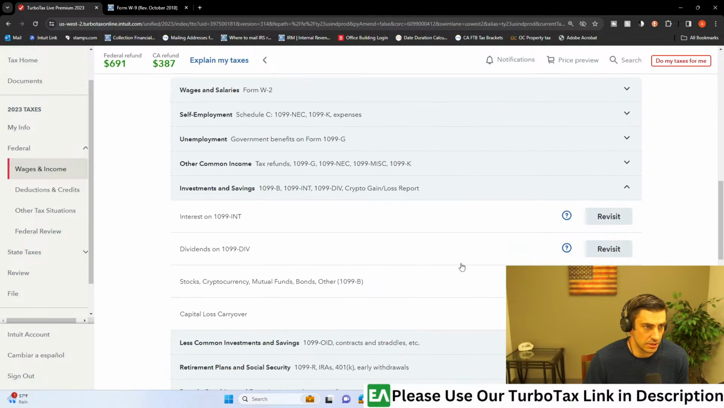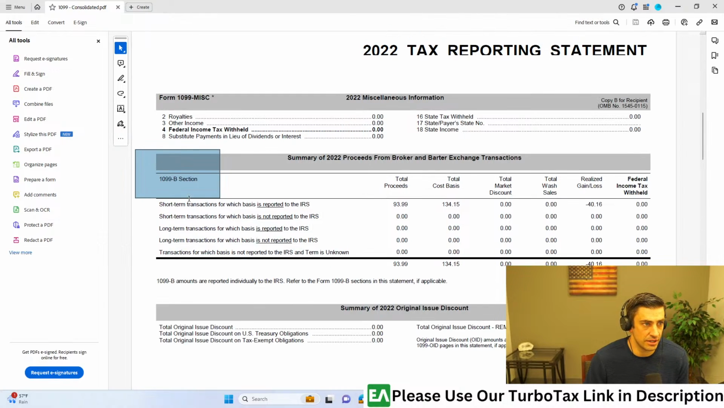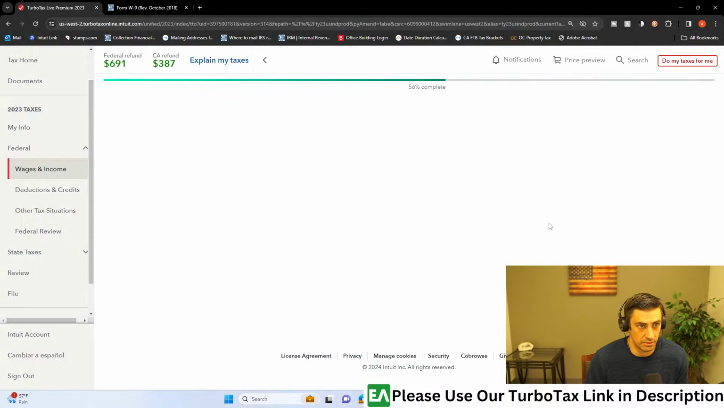Maybe we go something like this. Yeah, they don't have that. And then 1099-B. So that's essentially what we're doing here, right? We have a 1099-B, we have a 1099-DIV, and the INT. So we're just going to go through this one by one.